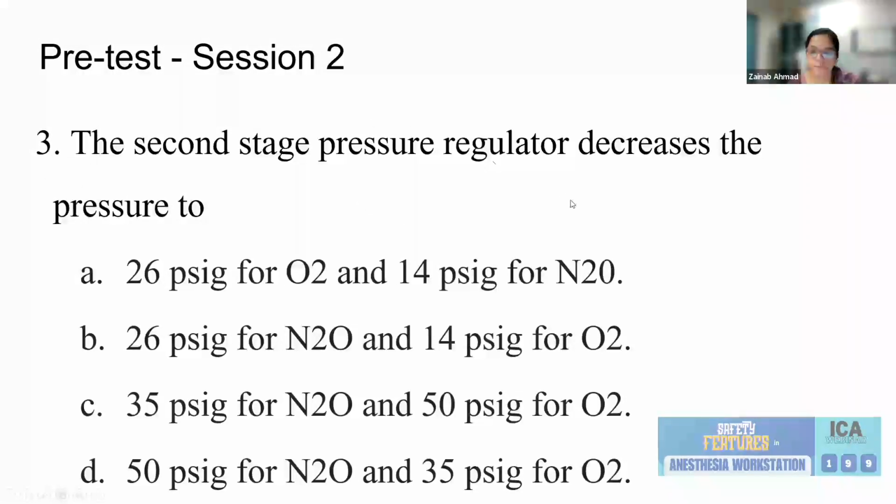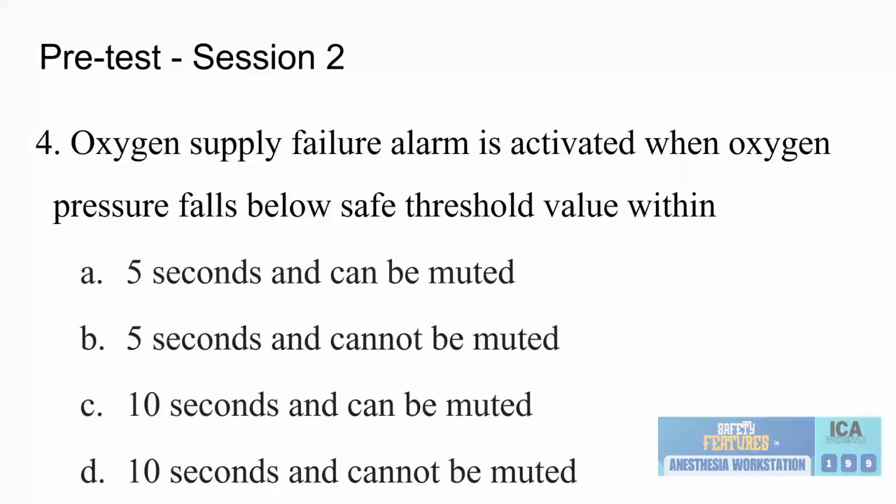Question 3. The second stage pressure regulator decreases the pressure to option A, 26 psig for oxygen and 14 psig for nitrous oxide, option B, 26 psig for nitrous oxide and 14 psig for oxygen, option C, 35 psig for nitrous oxide and 50 psig for oxygen, option D, 50 psig for nitrous oxide and 35 psig for oxygen. And the time limit is over.